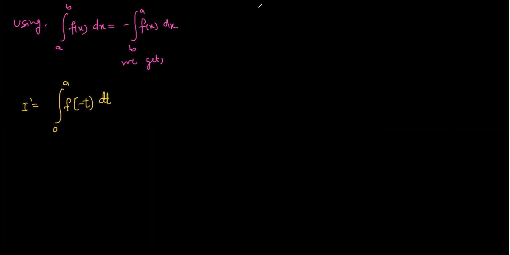So now we will use another property here in which we will change the variable. So I write here using a to b f of x dx equals to a to b f of t dt, and this will become therefore.